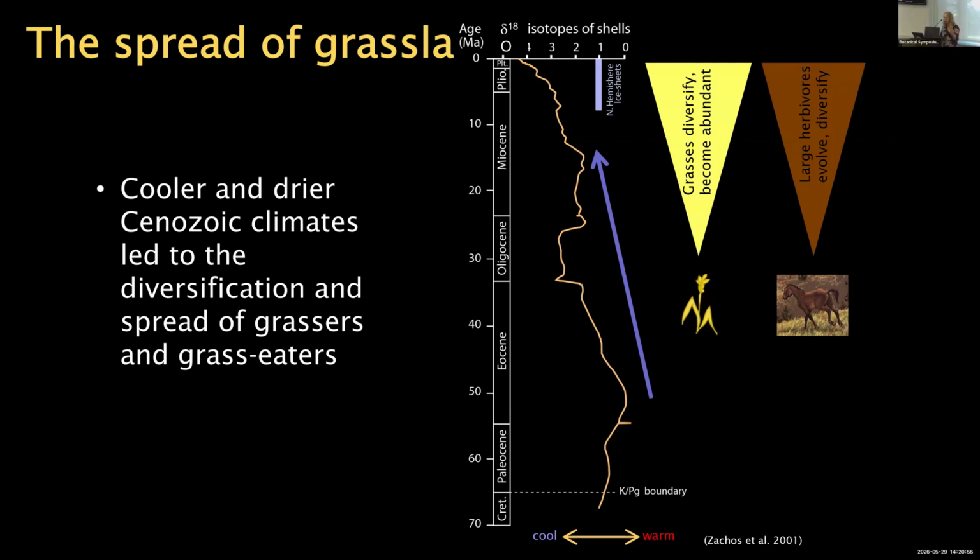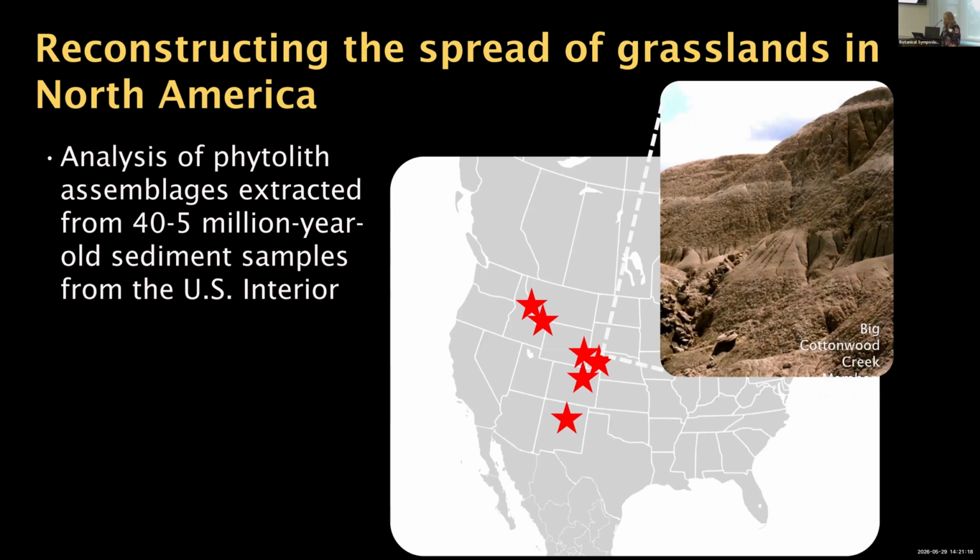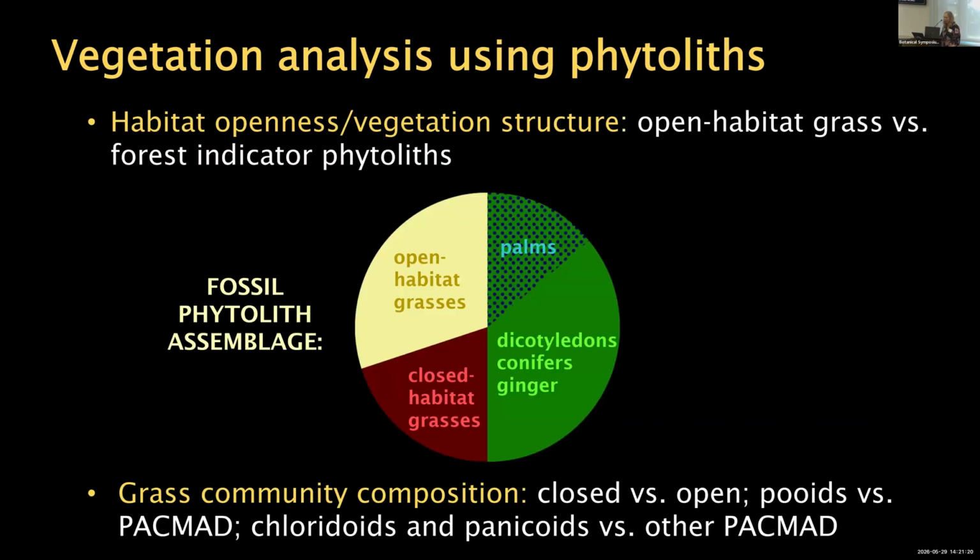And for North America, as I mentioned, this is thought to have happened about 18 to 15 million years ago, so mid-Miocene. This is something that we've worked on testing by using phytolith assemblages extracted from Eocene through Miocene, so 40 to 5 million year old, sedimentary rock samples from the US interior. And that's an example of what the rock looks like.